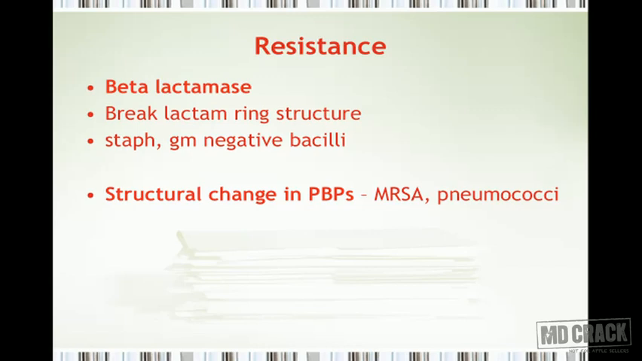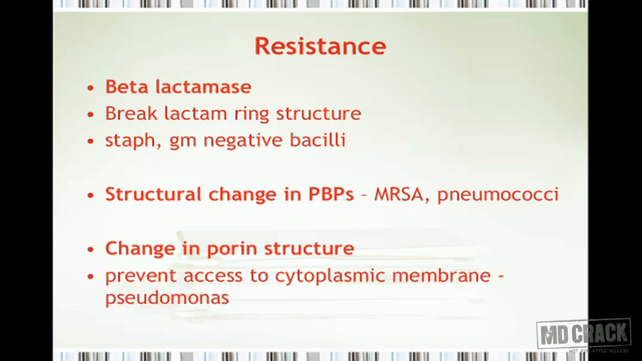The next mechanism for developing resistance is a structural change in penicillin binding proteins, PBPs. And this is practiced by MRSA, that is methicillin resistant Staphylococcus aureus. They rely on this mechanism, as well as the pneumococcus, that is Streptococcus pneumoniae. The third mechanism practiced by microorganisms against penicillins is a change in the porin structure, and this prevents access to the cytoplasmic membrane, and this is most commonly practiced by the Pseudomonas type of microorganisms. So that's regarding the bacterial resistance.